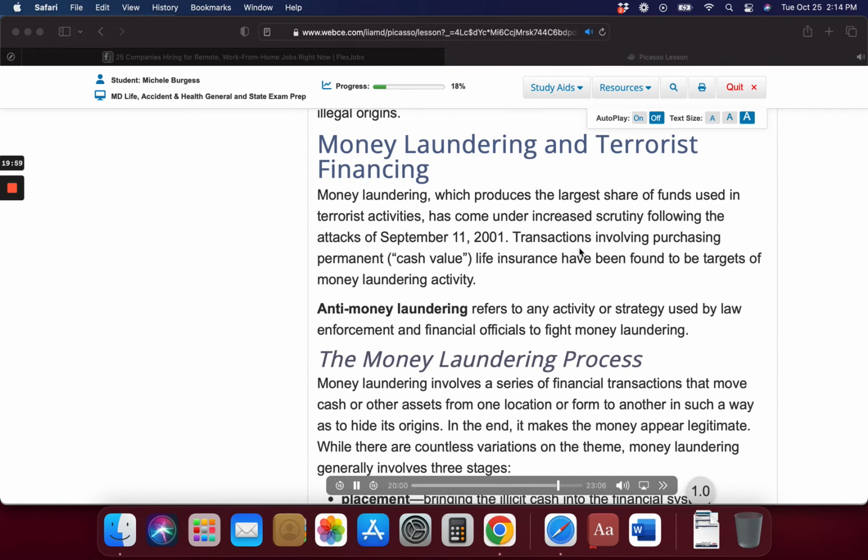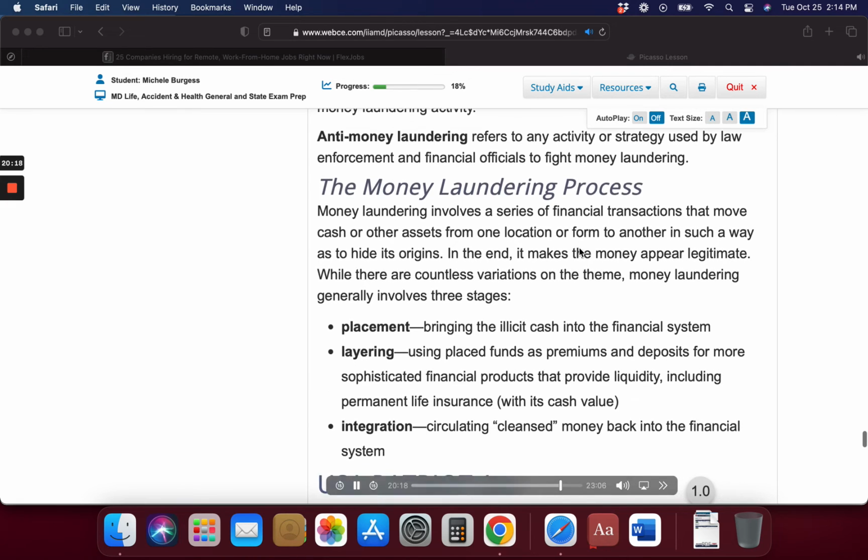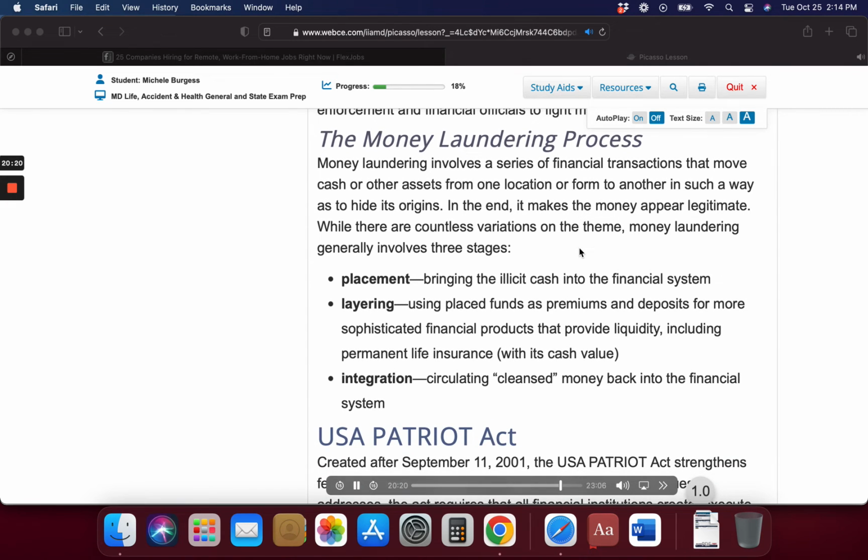Money laundering, which produces the largest share of funds used in terrorist activities, has come under increased scrutiny following the attacks of September 11, 2001. Transactions involving purchasing permanent, cash value life insurance have been found to be targets of money laundering activity. Anti-money laundering refers to any activity or strategy used by law enforcement and financial officials to fight money laundering.